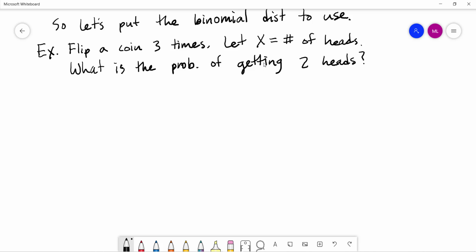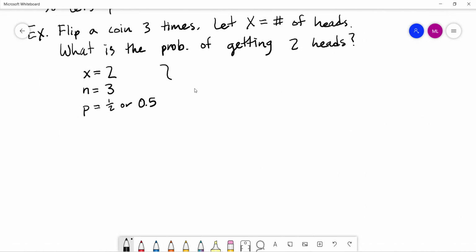Out of those 3 coin flips. So in that case, we're saying x, the number of interest, is 2. I'm interested in getting 2 heads. N, the total number of trials, is 3. And p, the probability of a success for 1 trial, is 1/2. Or we could write that as a decimal, 0.5, right? The probability of landing on heads for 1 trial.